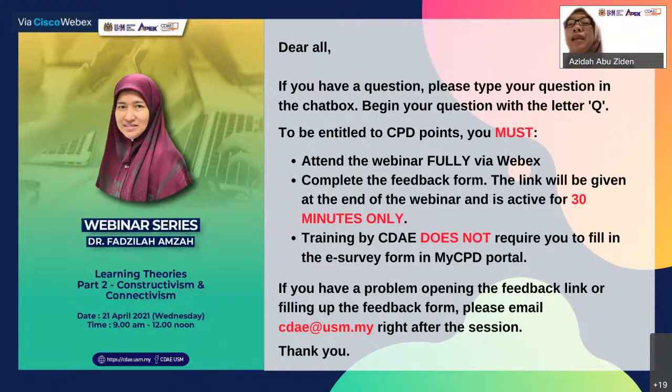However, now we don't use negative stimulus anymore. We try to provide positive stimulus, such as giving good experience, good motivation and so on to the students. So for today, we are going to look at another two, which are constructivism and connectivism. Connectivism is the most recent learning theory, related to technology and so on.